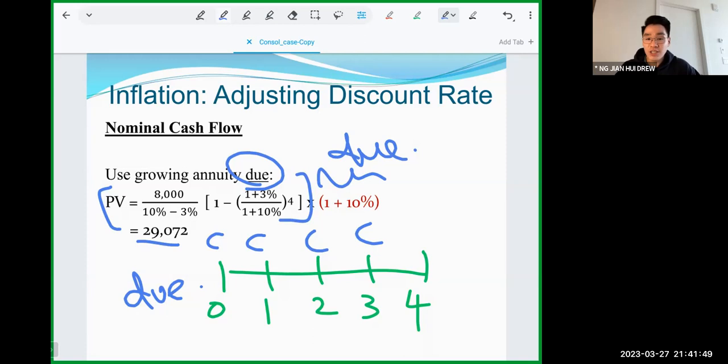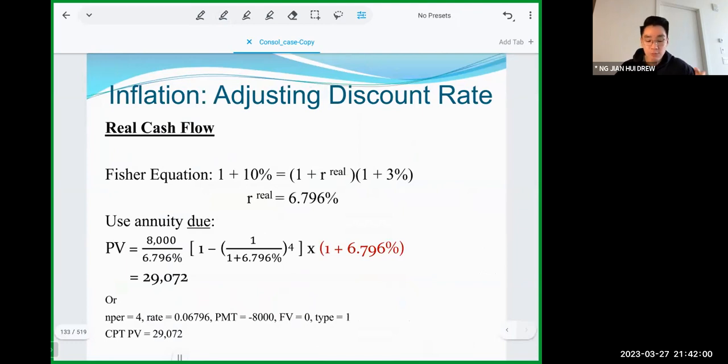Now, in this question, the first part is treating the cash flow as nominal, right? Next, I want to highlight that we're going to treat the cash flow as real. So what's happening now? Remember when we deal with real cash flows, we always need to calculate the Fisher equation because we are going to use the real discount rate, right? Real cash flow must use the real discount rate. So the real discount rate is calculated here using the Fisher equation.